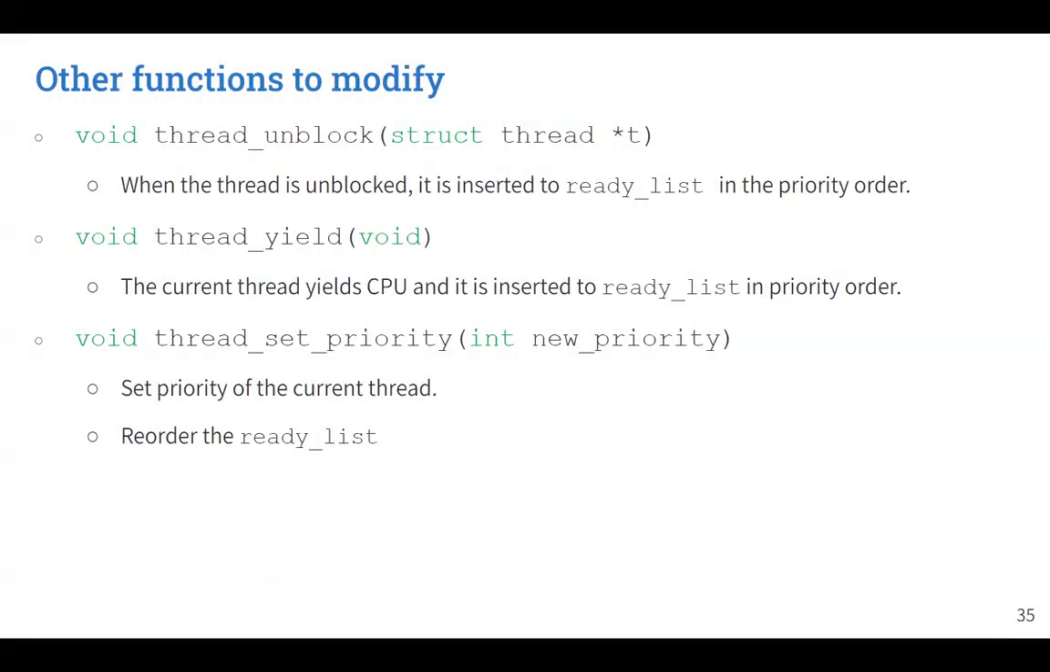And there are other functions to modify. There's thread unblock. When a thread is unblocked, it's inserted to the ready list in priority order. And for thread yield, when the current thread yields the CPU and is inserted back to the ready list, you should always insert it in priority order. And for thread set priority, when we set the priority of the current thread, you should also reorder the ready list in order of priority.